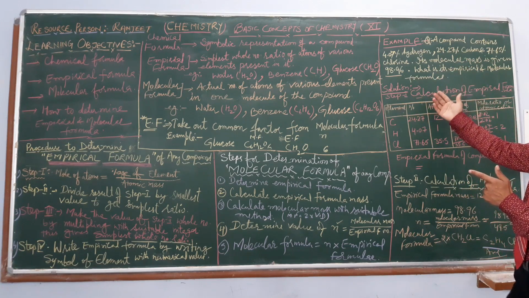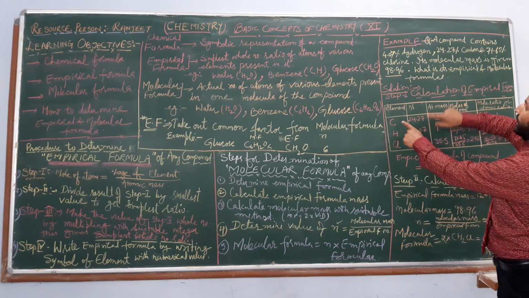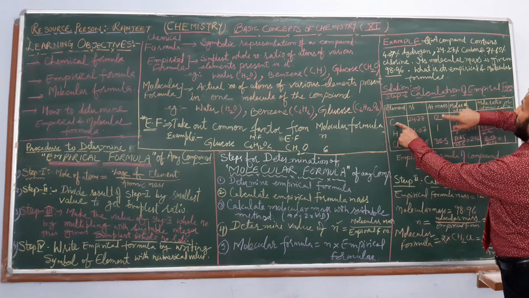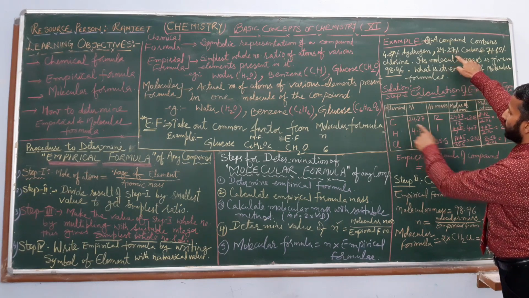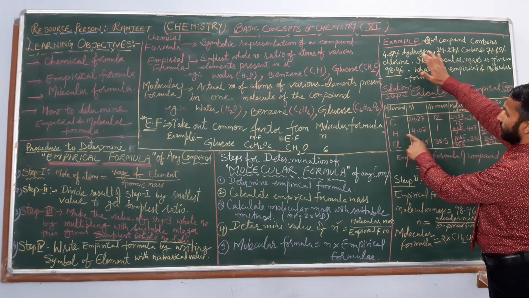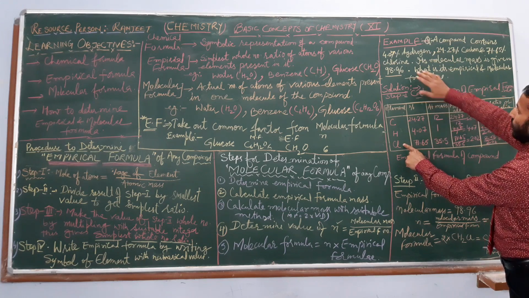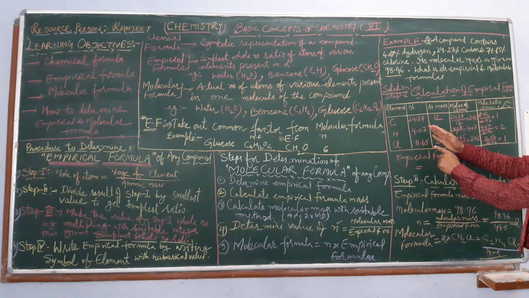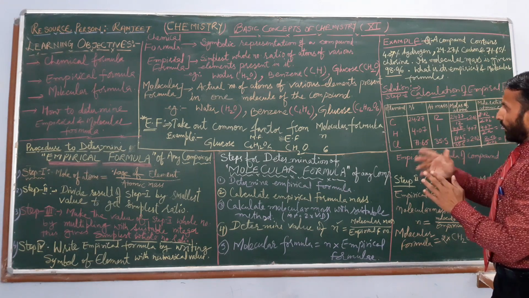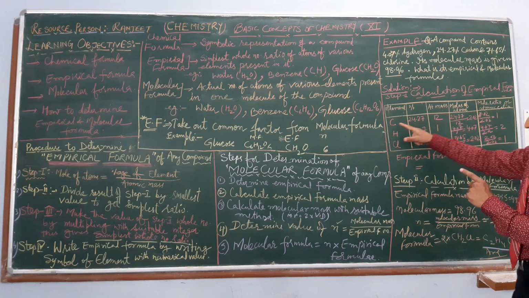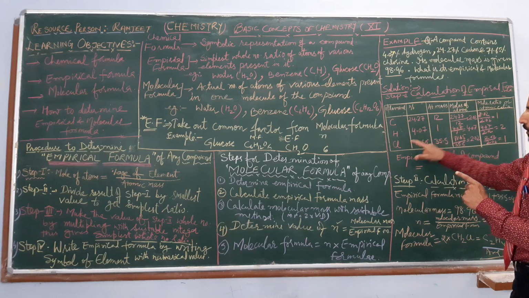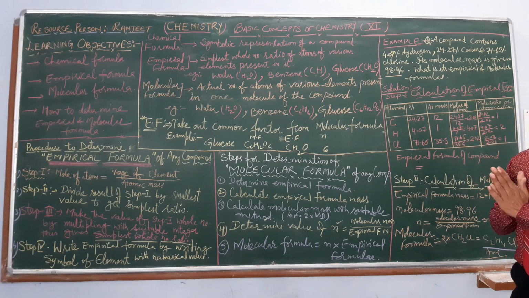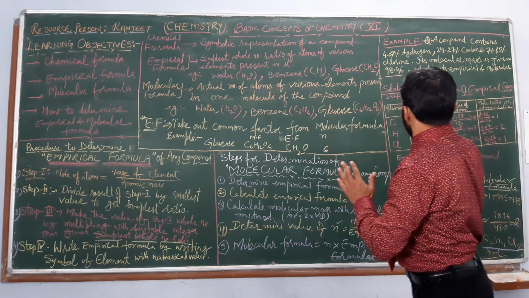What are their percentage compositions? For carbon it is 24.27. For hydrogen 4.07. For chlorine 71.65. This we have to do. Then we have to write the atomic masses. Carbon is 12, hydrogen 1, chlorine 35.5. So this is the way.